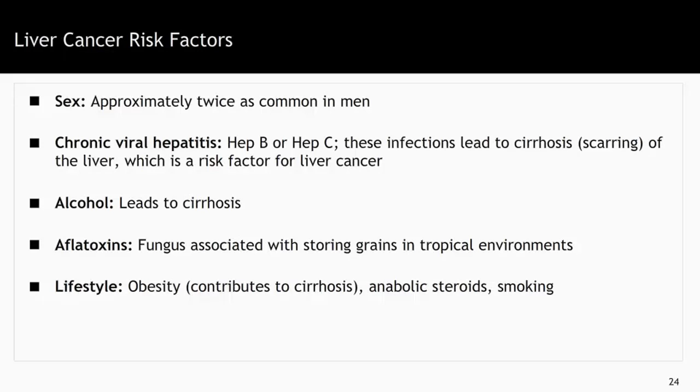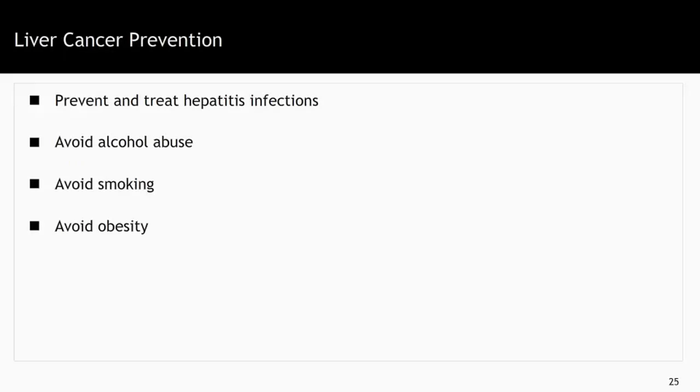Another common risk factor for liver cancer is exposure to aflatoxin, which is a fungus associated with storing grains in tropical environments. Again, more common in Asia. Lifestyle can contribute to liver cancer. Obesity contributes to cirrhosis. Anabolic steroid abuse and smoking have all been associated with increasing a person's chance of developing liver cancer. This leads to the question of how can liver cancer be prevented?